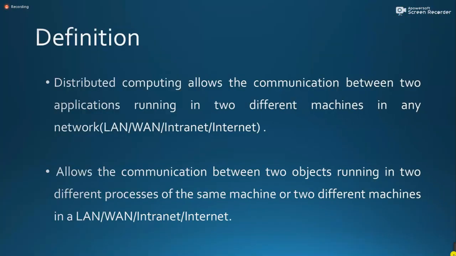Distributed computing allows communication between two applications running on two different machines, or between objects running in two different processes of the same machine. This is what distributed computing is. I will show you technically how it actually works. There are so many distributed computing technologies.